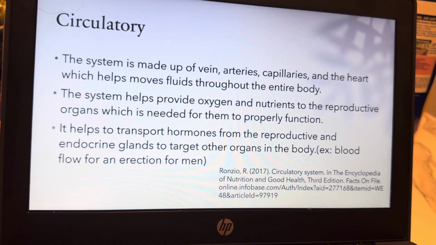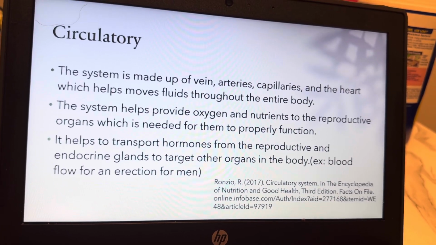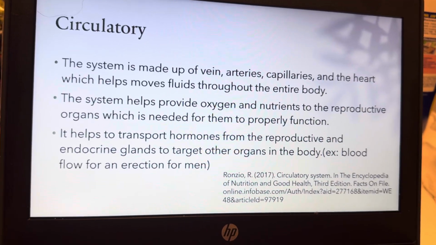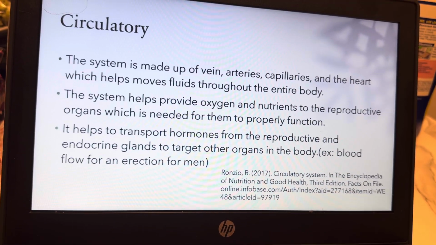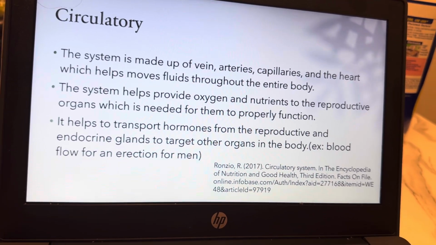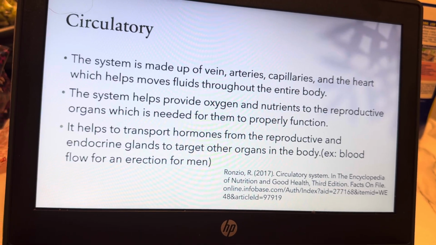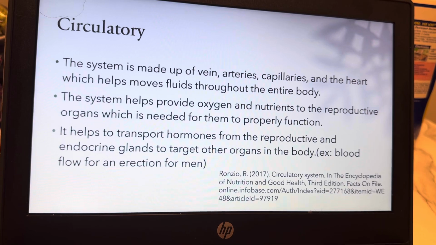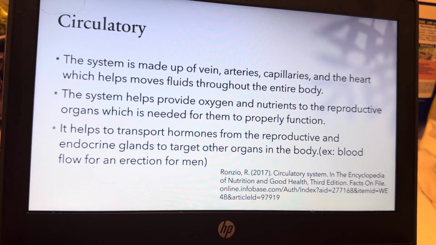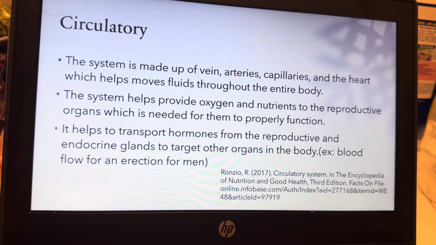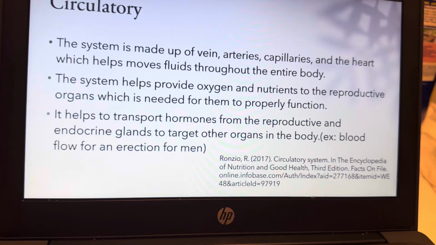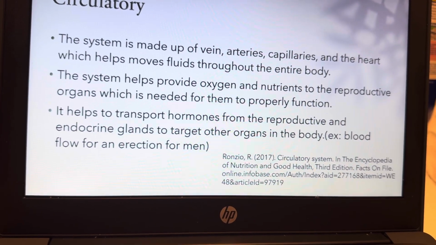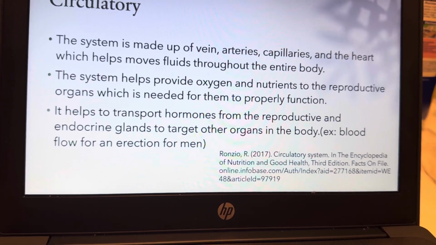Another system is the circulatory system, which is made of the veins, arteries, capillaries, and the heart, which basically helps move fluids throughout the body. This system interacts with the reproductive system because it helps move the endocrine glands' targets through the body, such as blood flow. An example of that is the blood flow circling through the body for an erection for men.